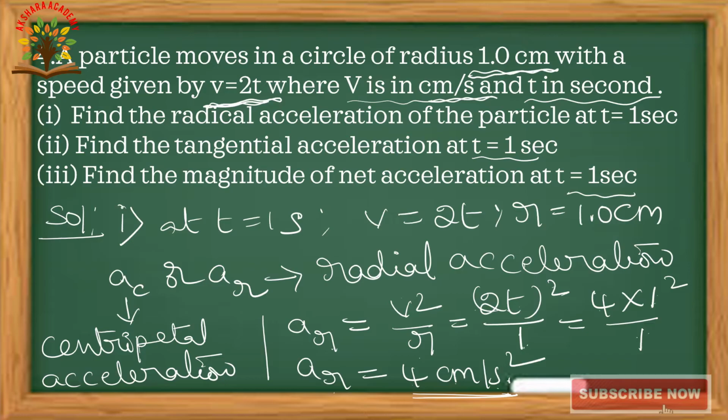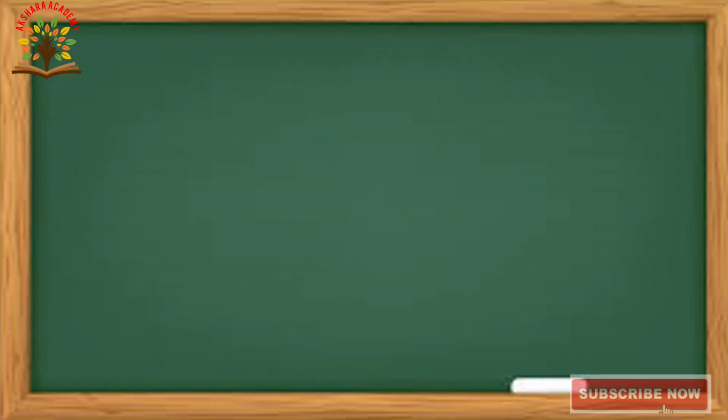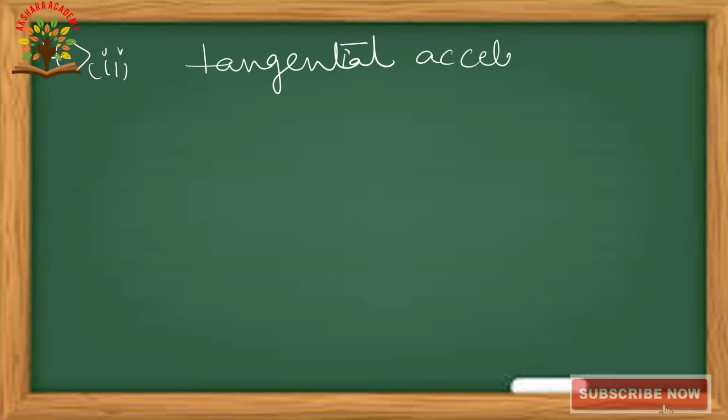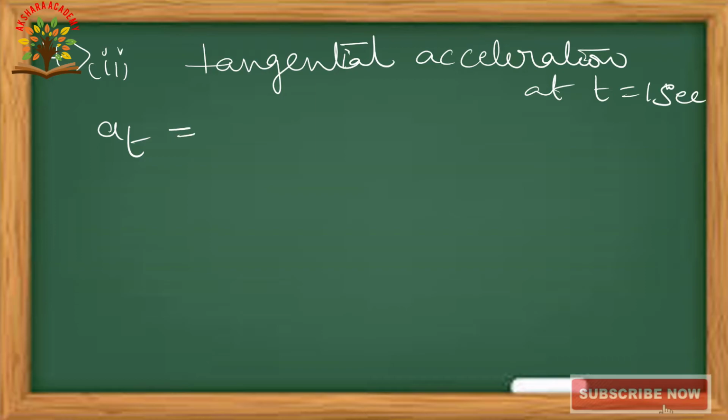And next we have to calculate tangential acceleration at t equals 1 second. Now we are finding the tangential acceleration at t equals the same 1 second. So now we are finding a_t, nothing but tangential acceleration, that is the differentiation of v, here linear velocity.